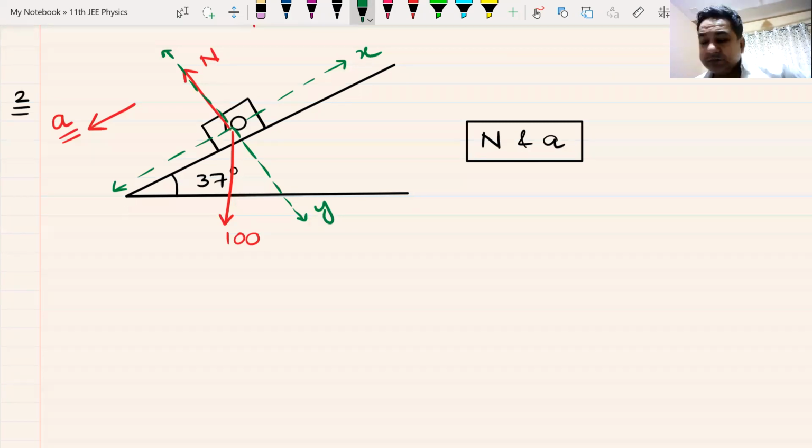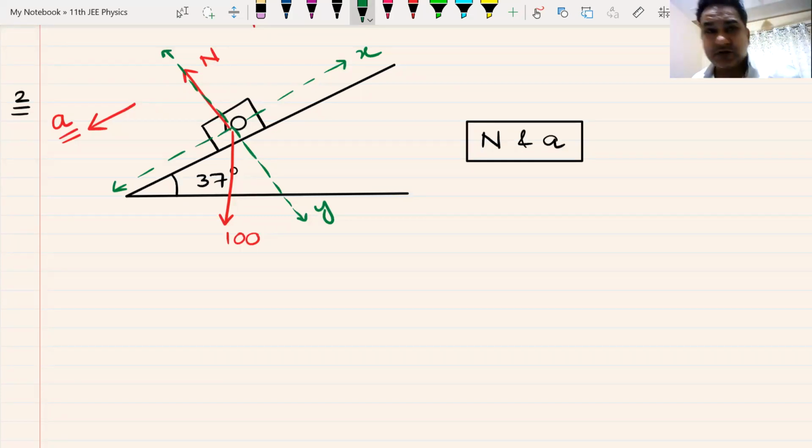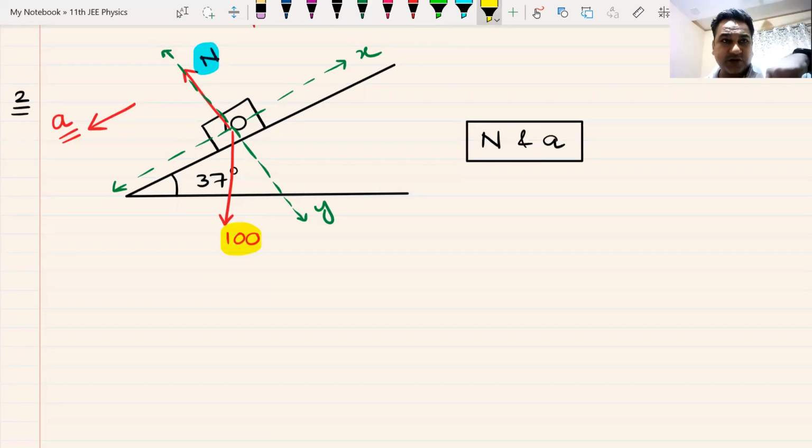Now, we all know that it is kept on an incline. It is not going to jump off the incline. If it is not going to jump off the incline, the forces on the y-axis must equate. What are the forces on the y-axis? Here is N. What about here? Here there is nothing. Is there so? No, we have missed one step. This 100 Newton is not along x or y. It is going downward, but my x-axis and y-axis are not vertical and horizontal. So I have to resolve this force, 100 Newton.